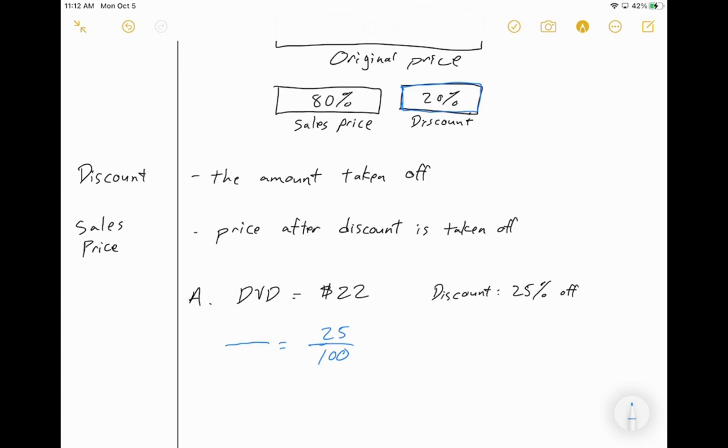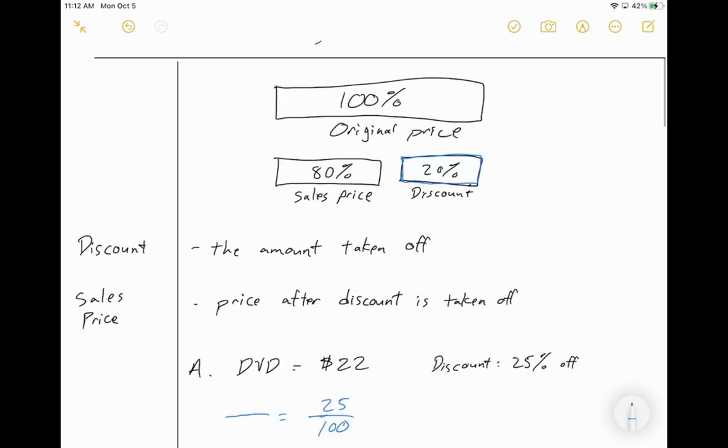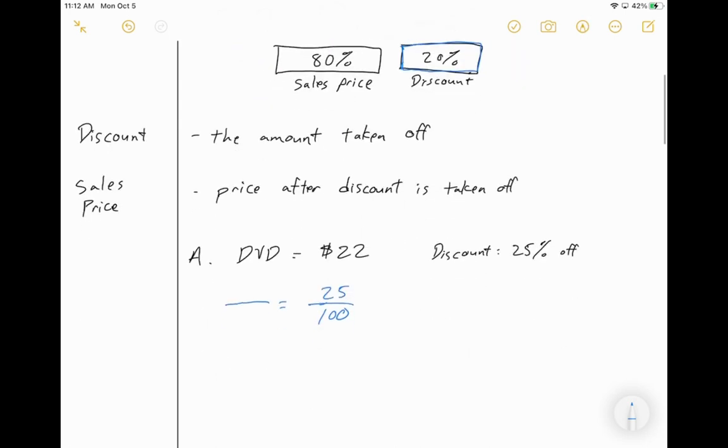The 22 is the part or the whole? Well, think of it this way. The original amount is the whole thing, right? The original price is the whole thing, which we said right here. So the $22 is going to be our whole, and we're going to put the 22 here, which means we're missing the part. Okay, go ahead and cross multiply and solve.